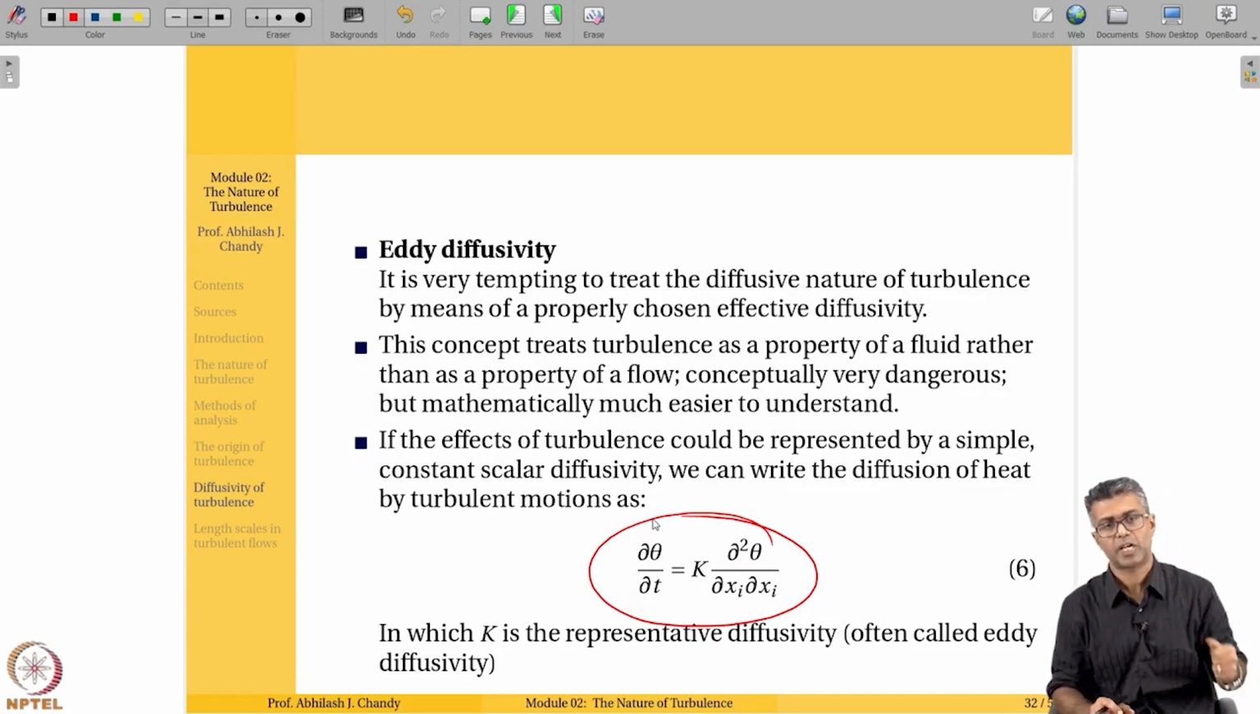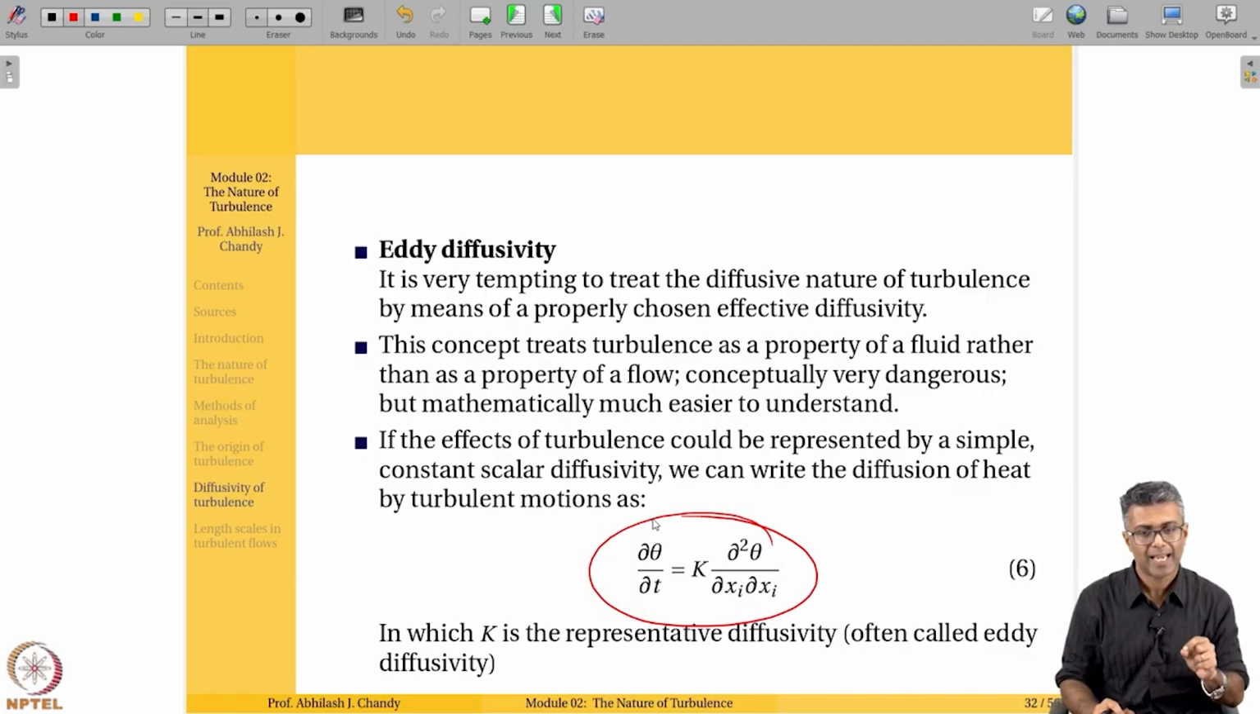Del theta del T is K del squared theta del xi del xi. So K is this effective diffusivity. As you know, K is going to be my eddy diffusivity, but we'll see how that is.